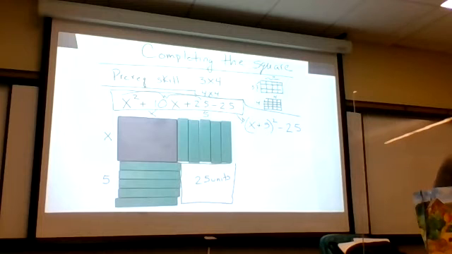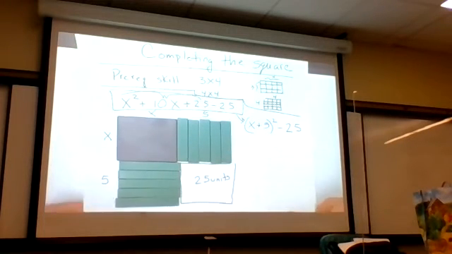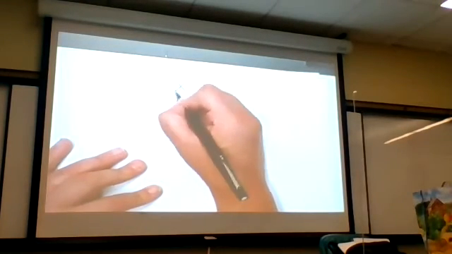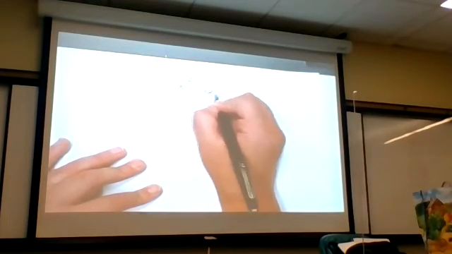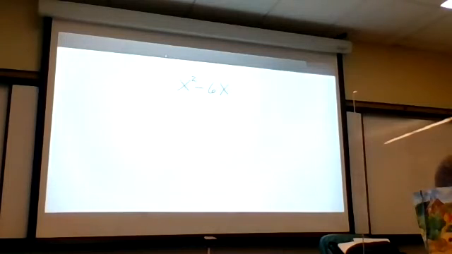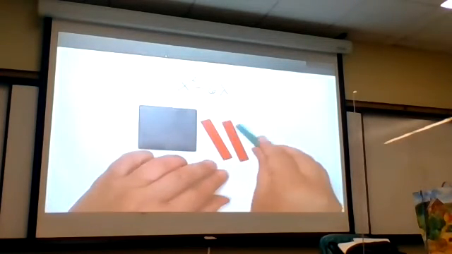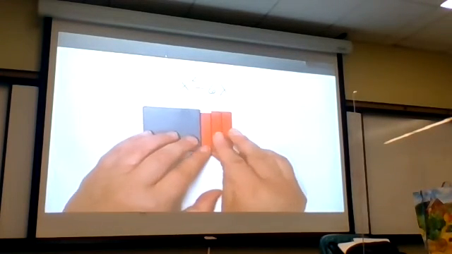So let's try another one. Let's try X squared minus 6x. Okay, and I want to make a square. So here's my x squared, it's positive. I need 6 x's, but they are negative, so I have them on the red side.